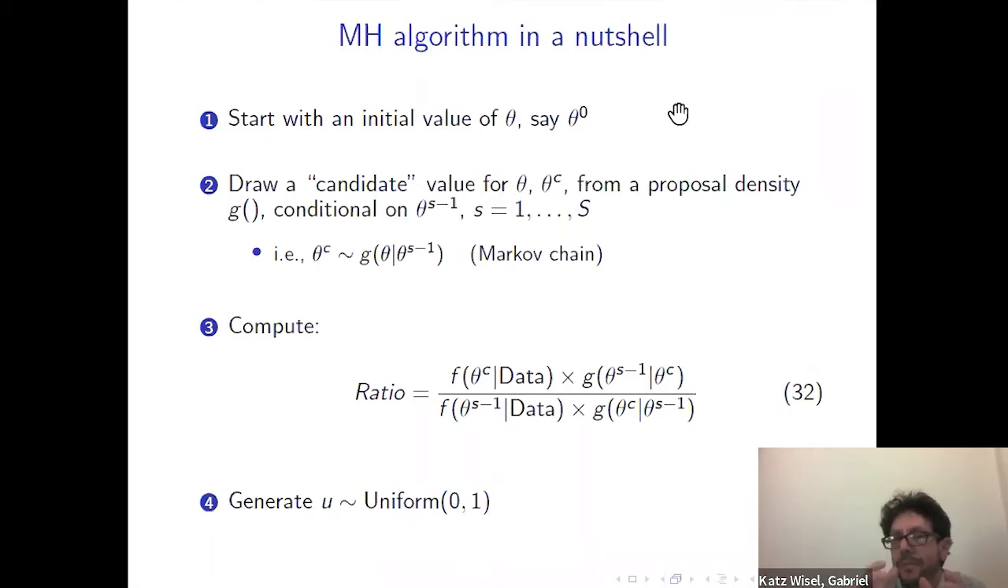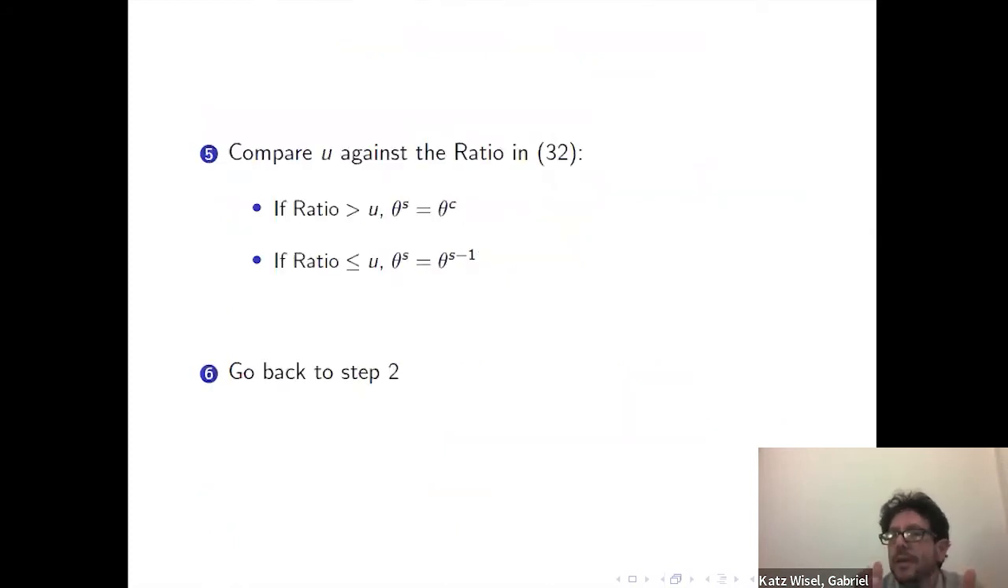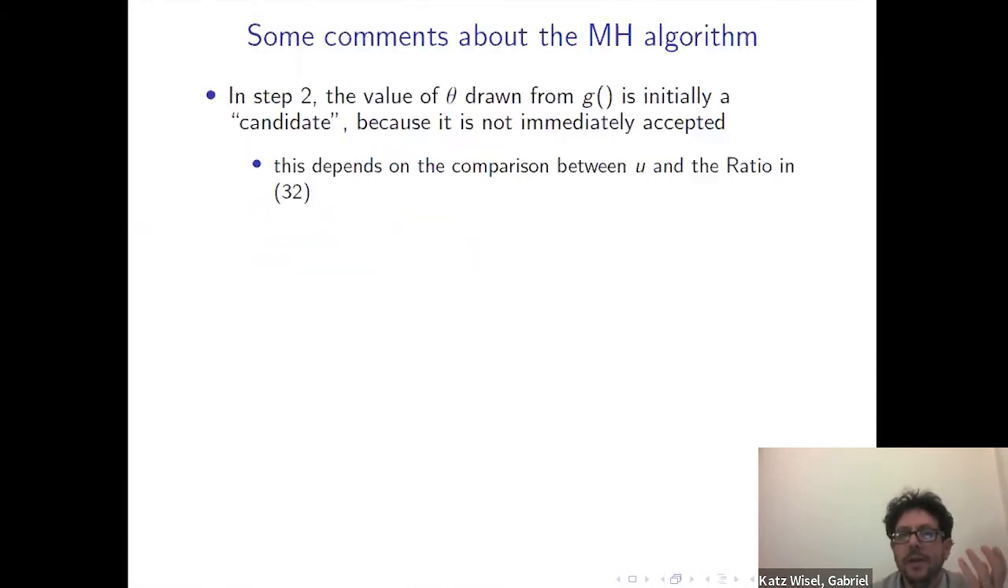We then sample another value, U, from a uniform distribution and ultimately compare that value of U against the ratio. And we accept that candidate or not, depending on whether the ratio is larger than the value of U or lower than the value of U. And we do this again many, many times. Right?